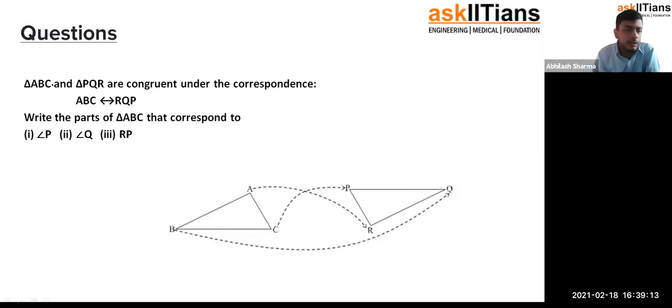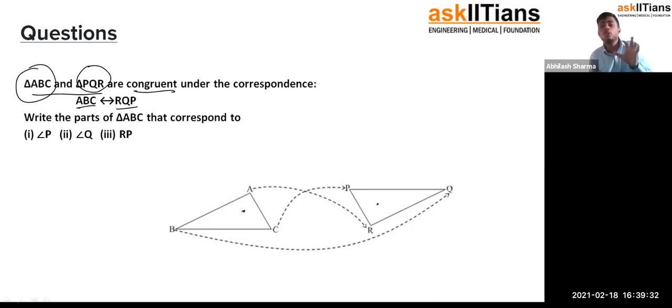And here we have a very good question. These two triangles are congruent under the correspondence. Such an important thing. Under this correspondence, they are equal. Right now, they have named the triangles in any manner that they wanted, ABC and PQR. But for congruence, the naming needs to be exactly matching. In these two given figures, you have named this triangle ABC, PQR, it doesn't matter.